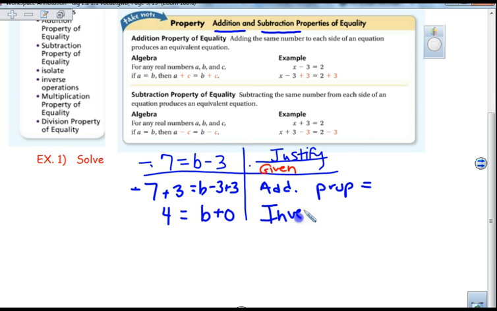I'm not sure if this has come up in your book, it might be earlier, the inverse property of addition. That's when you add -3 plus 3 and you get 0. Now, what happens when you add b plus 0? You get b. What property lets us add 0 to anything and end up with what we started with? That is our additive identity. So when we are looking at these, that's how we're going to use those properties.